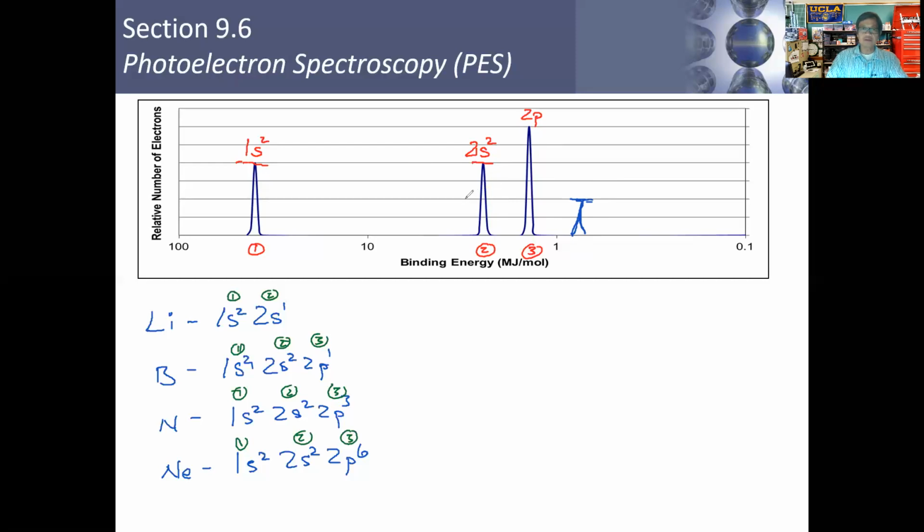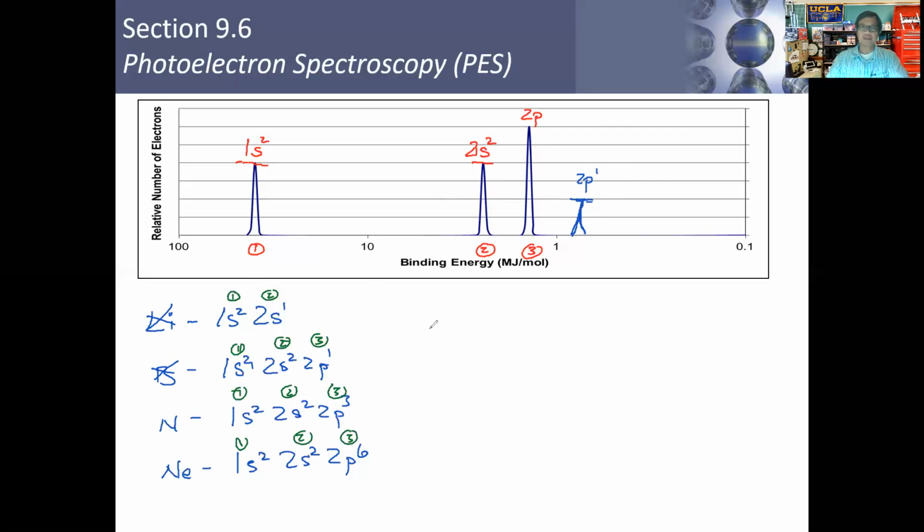If each one of these peaks represents two electrons, the last peak for boron, the 2p1, would be somewhere here. This peak would be half of these, and if you notice, it's not. So this spectrum is not for boron. We've eliminated boron, we've eliminated lithium already, which leaves us nitrogen and neon.